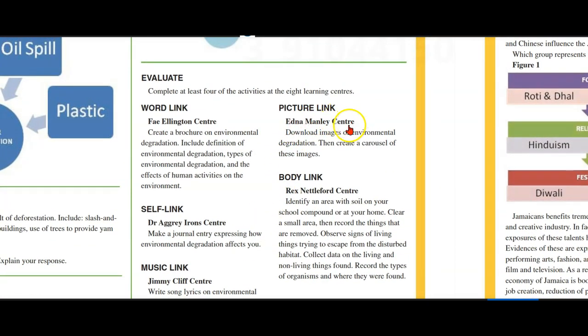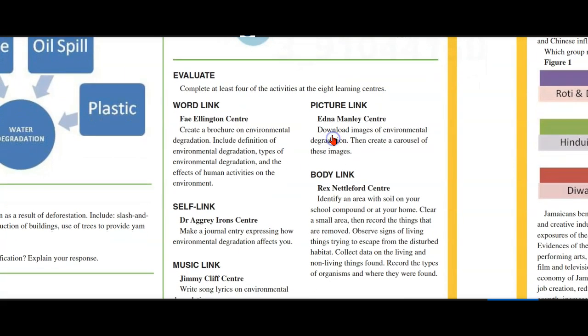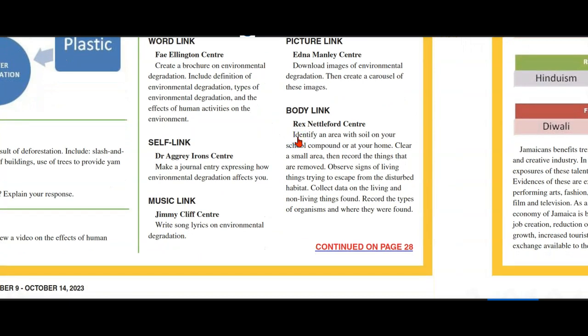For Edna Manley Center now, the picture link, download images of environmental degradation. Then create a carousel of these images. So you could look at the release of the waste from the mud lake. You could look at a fish kill, because the water becomes so polluted that the fish die. You could look at an oil spill. We could look at the car wash and the effect, and whatever else you find.